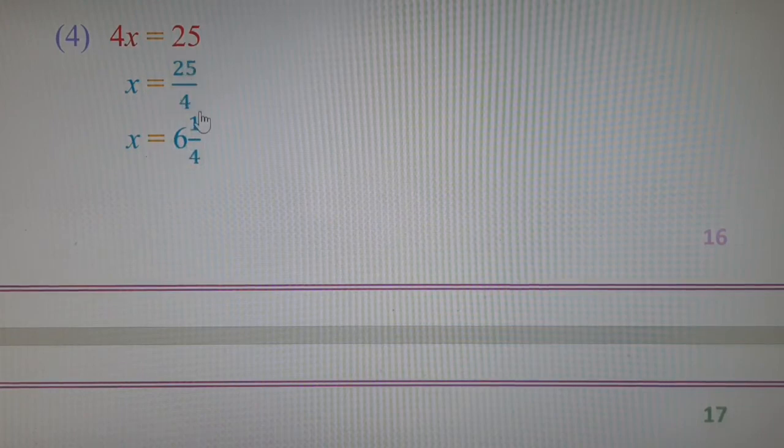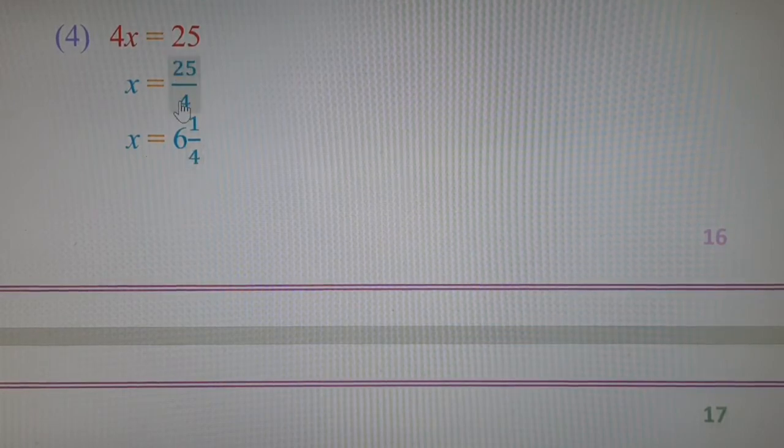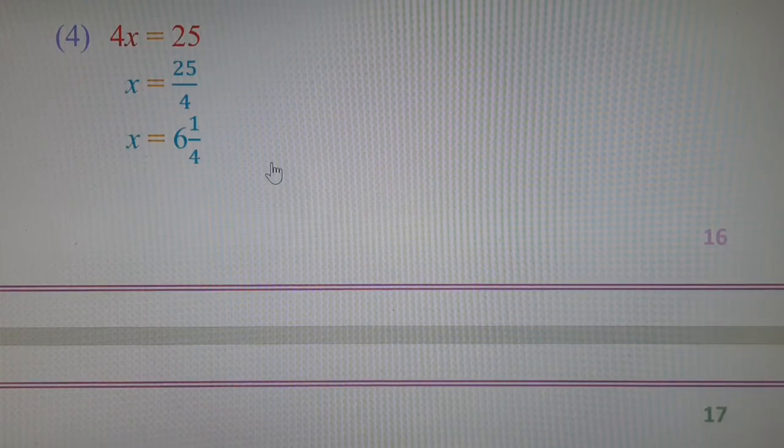So the numerator is changing, but the denominator will always remain the same in an improper fraction and the mixed fraction. When an improper fraction is converted into a mixed fraction, the denominator will remain the same. So your denominator 4 in the improper fraction will remain the same in the mixed fraction also. So 25 upon 4 will be further simplified as 6 integer 1 upon 4. The numerator is changing, but the denominator 4 remains the same. So here the final answer is x equal to 6 integer 1 upon 4, and this will be the solution for the equation.